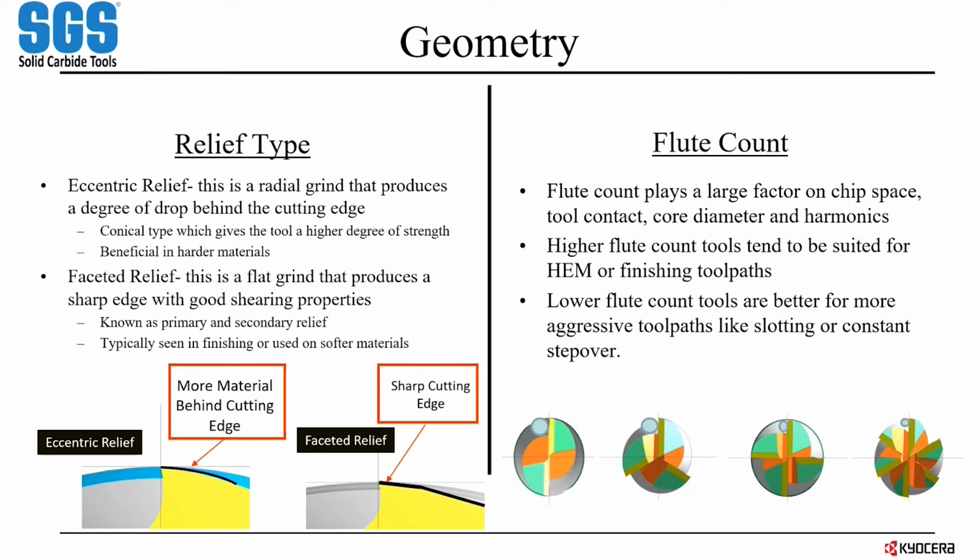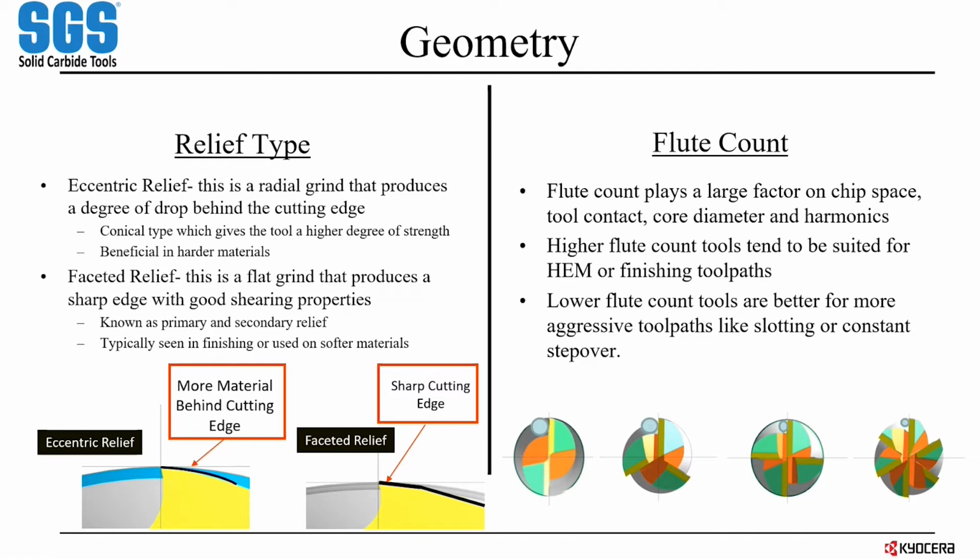Flute count, same thing. Flute count plays a big factor as far as your chip space. You can see down here different depictions going from a 2 flute up to a 6 flute. You can see how that chip space decreases as we go through there. So ultimately, that's going to affect your step over. It's also going to affect the rigidity of the tool.